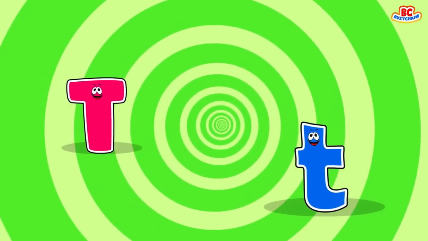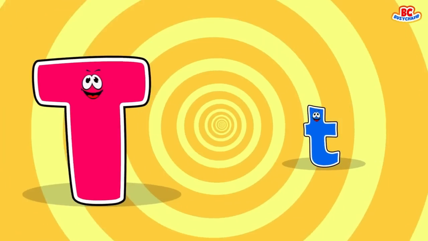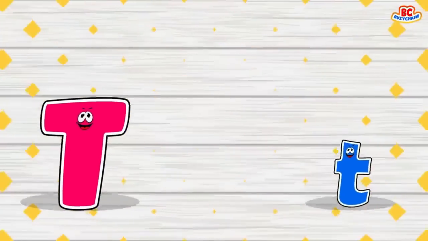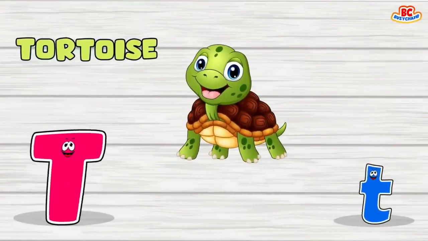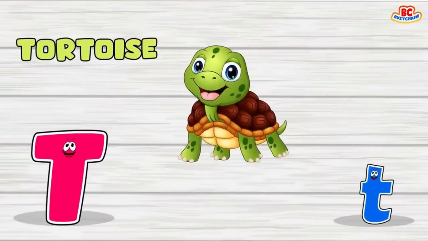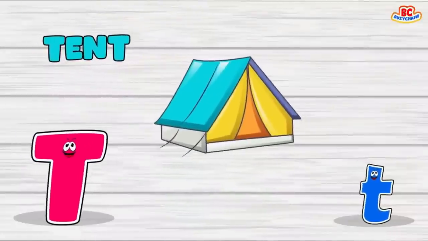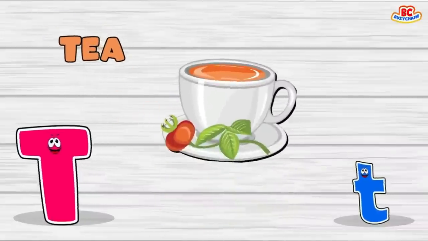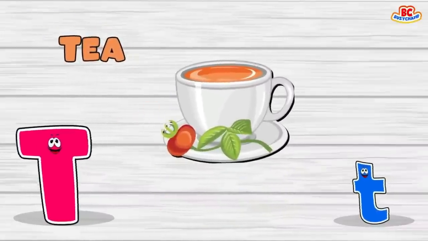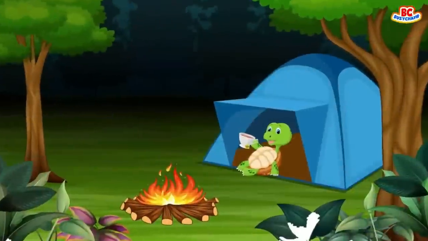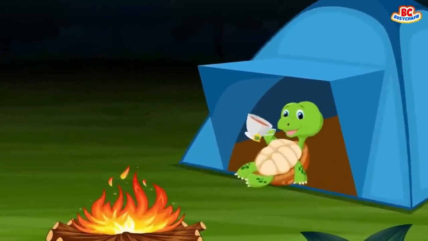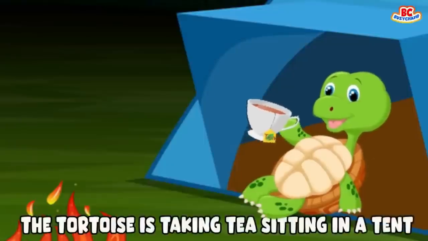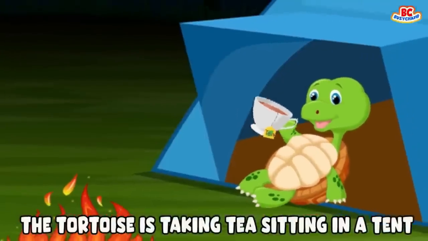T sounds ter, ter, ter, ter. T as a tortoise, ta, ta, tortoise. T as a tent, ta, ta, tent. T as a tea, ta, ta, tea. The tortoise is taking tea, sitting in a tent.